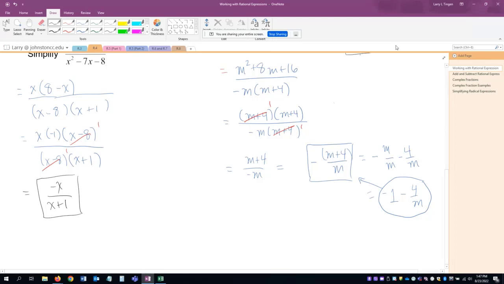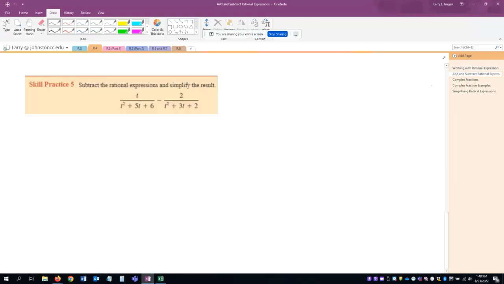All right, so this is working with rational expressions. Questions. And again, you can send them to the everybody chat, or if you just want to send them to me, you can send them to that LT questions. Okay.